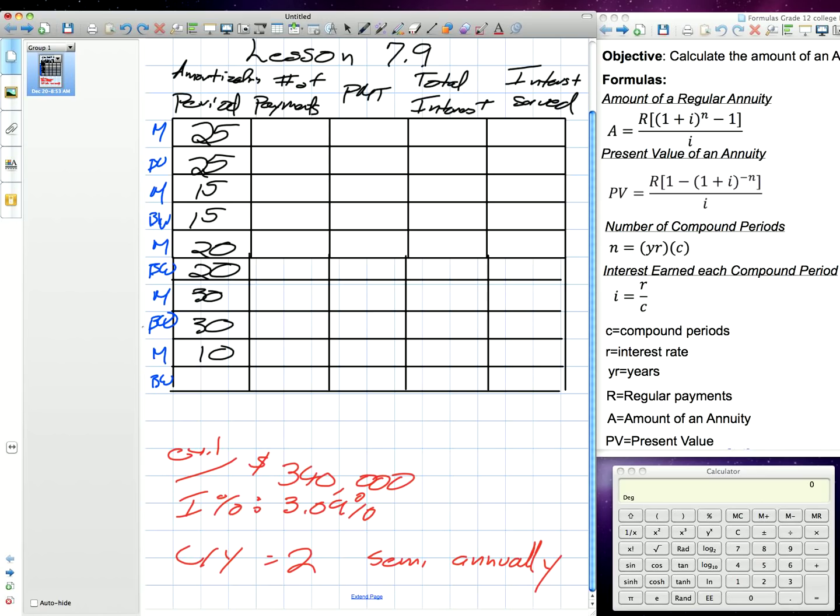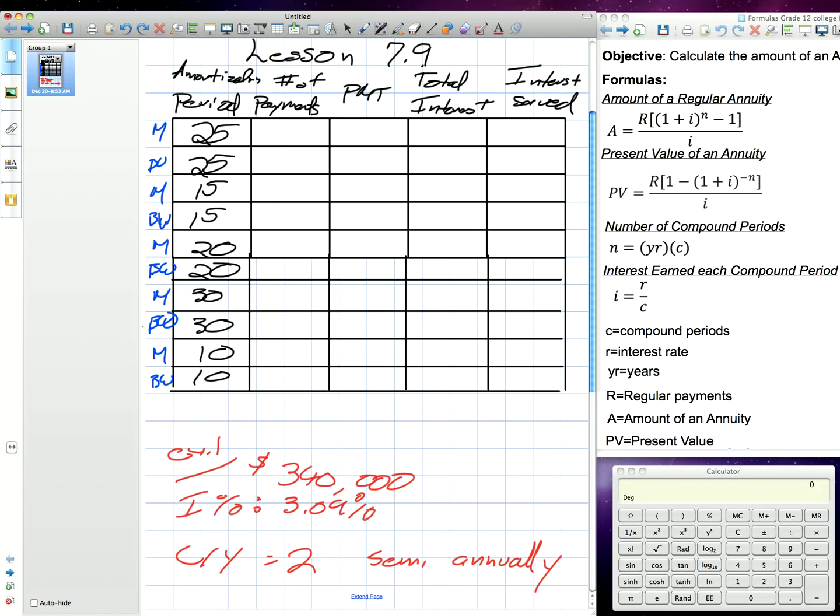So what we're going to do is we're going to be figuring out the number of payments, what the monthly payments are, our total interest, and our interest saved. For a 25-year mortgage, that's paid monthly, and then for the same type of mortgage, paid bi-weekly. Then we'll change the years 15, 20, 30, and 10. I'm going to go through the 25, and I'm going to give you guys some time to go through the other ones, and we'll take them up. Okay? So on our next page, we're going to start doing some.